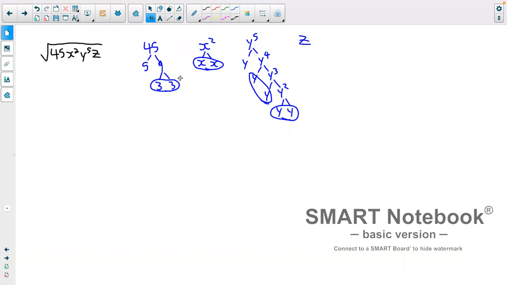So we'll write out our coefficients first. So we've got our 3, then an x, then y times y, root of, we've got 5 remaining inside. We also have a y remaining inside and a z remaining inside. So simplifying this gives us 3x y squared, root of 5yz.